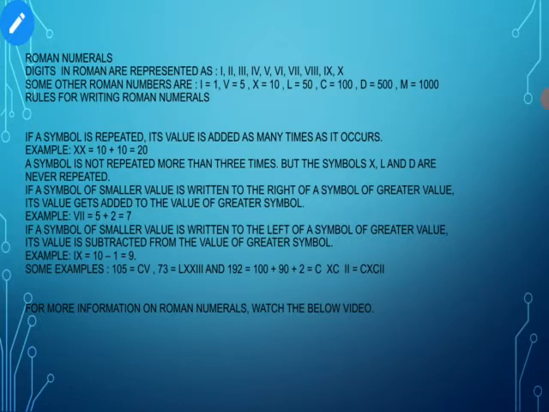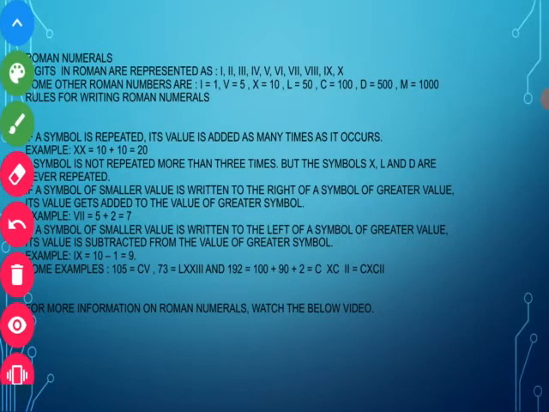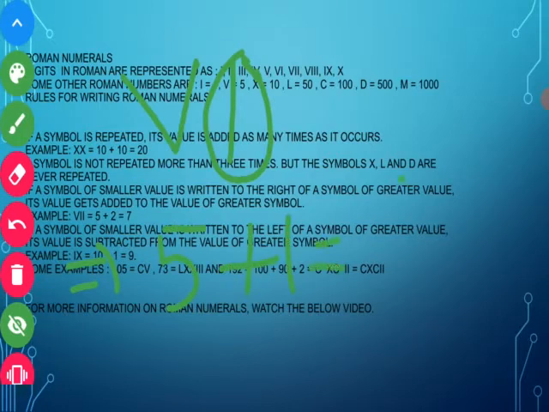Now the next rule is, if a symbol of smaller value is written to the right of a symbol of greater value, its value gets added to the value of the greater symbol. For example, suppose the number VI is written. This I is written after V. V is a greater symbol, and after that the smaller symbol I is written. In such cases we add the numbers. So 5 plus 1 represents 6.